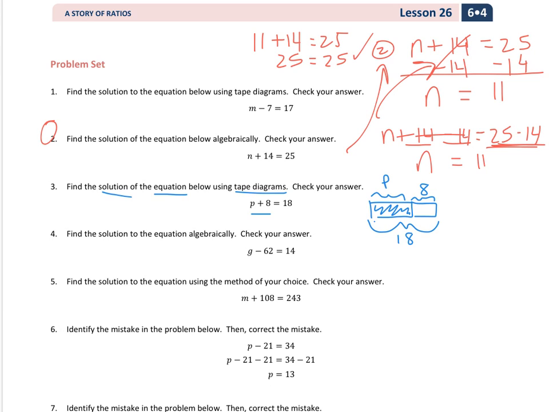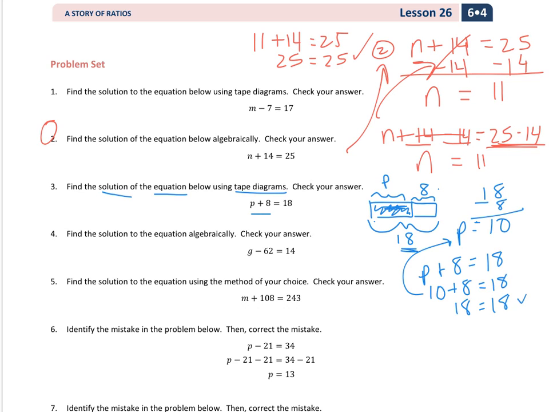And I know if I'm missing a part, I have to subtract the whole by the other part to get my missing part. So I'll do 18 minus 8, and that's going to get me 10. So p equals 10. Now for my check, I have p plus 8 equals 18, and I'm going to substitute in 10 for p from right here. 10 plus 8 equals 18, and then I have 18 equals 18. So there's my check. That's how I would show it algebraically for 2, and then with a tape diagram for 3.